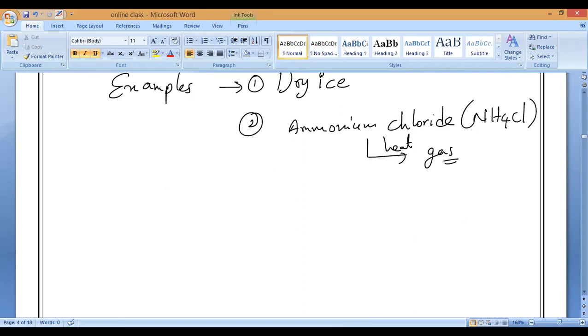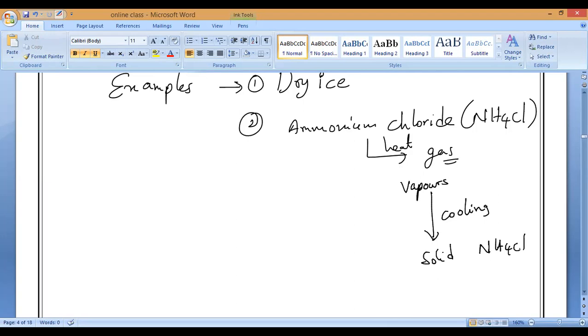That is why we can say it is called a sublimate. Understand, it is a sublimate product. Now, if you heat ammonium chloride, it will form vapors. Again, if you cool it, what will happen? We'll get solid NH4Cl again. That is what will happen.